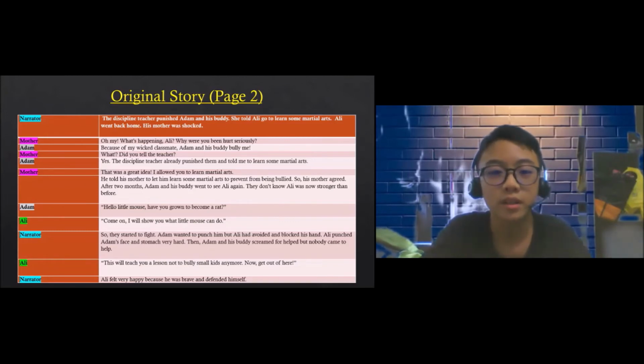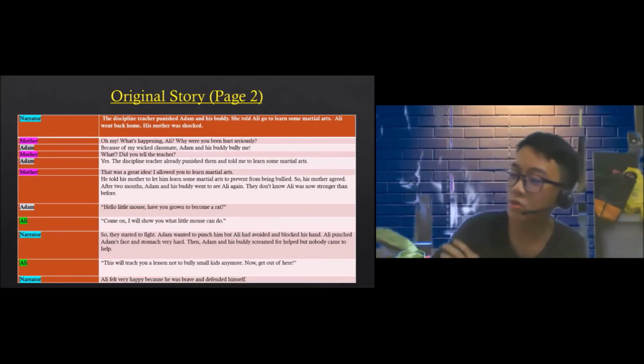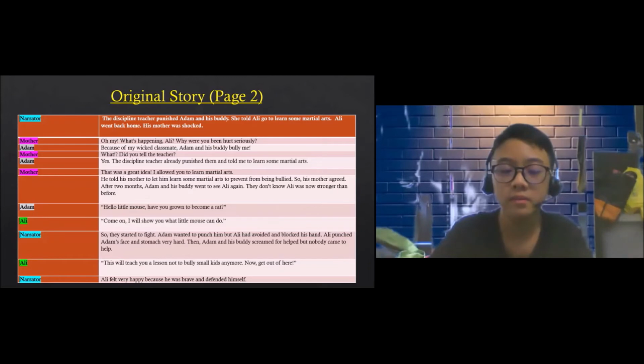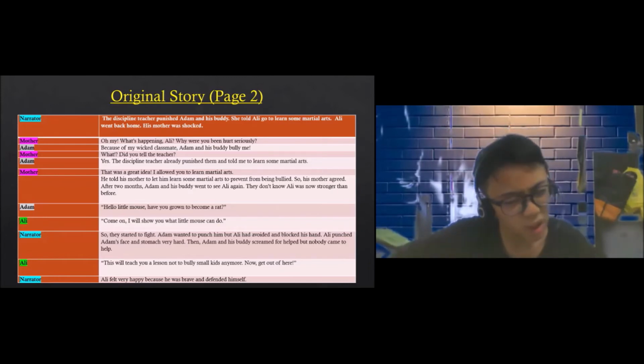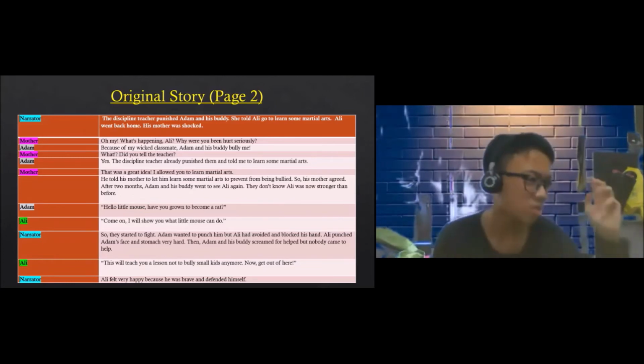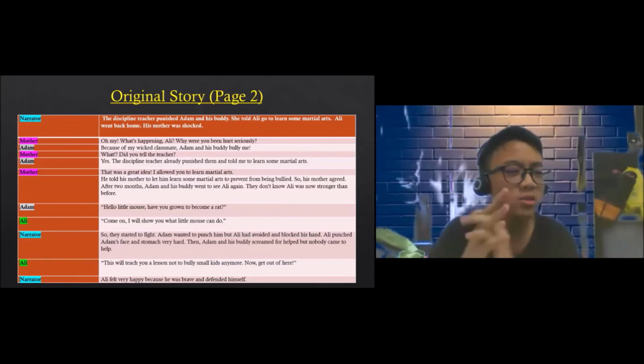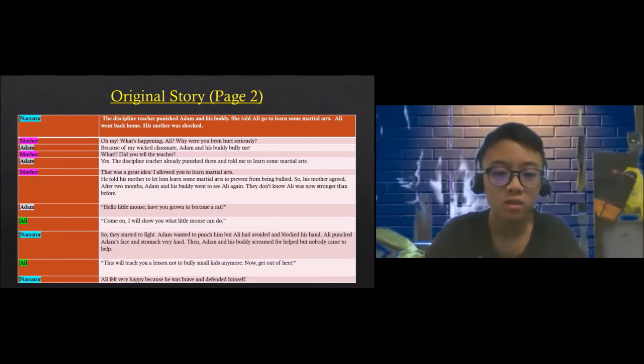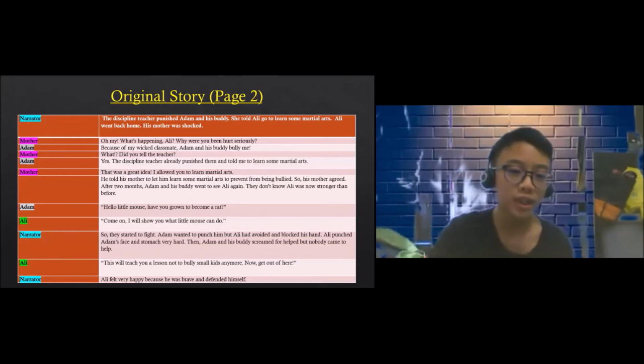So his mother agreed. After 2 months, Adam and his buddy went to see Ali again. They didn't know Ali was now stronger than before. "Hello, little mouse. Have you grown to become a rat?" "Come on, I will show you what a little mouse can do." So they started to fight. Adam wanted to punch him, but Ali avoided and blocked his hand. Ali punched Adam's face and stomach very hard.